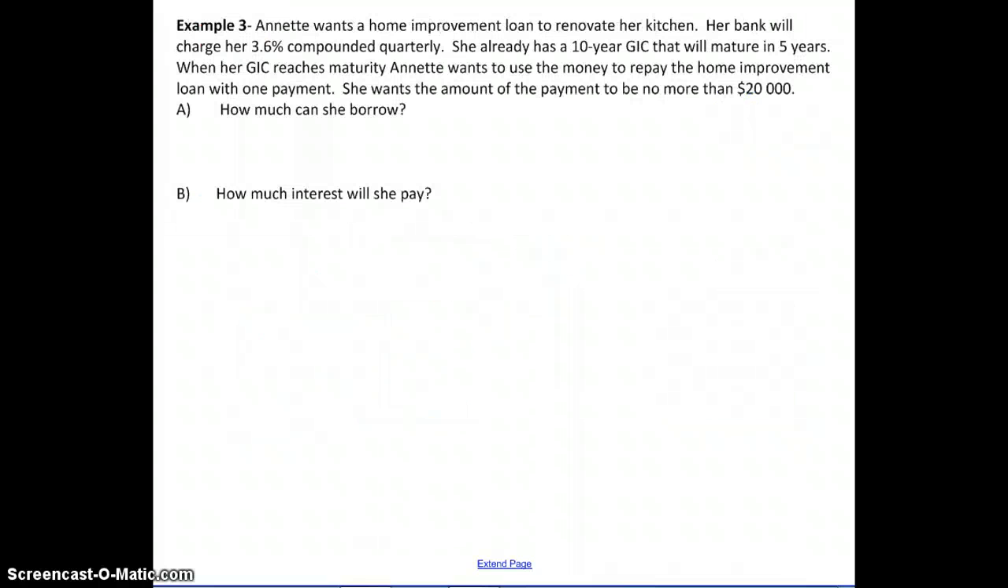Next example, example 3. Annette wants a home improvement loan to renovate her kitchen. The bank will charge her 3.6% compounded quarterly. She already has a 10-year GIC that will mature in 5 years. When her GIC reaches maturity, Annette wants to use the money to repay the home improvement loan with one payment. She wants the amount of the payment to be no more than $20,000. How much can she borrow?